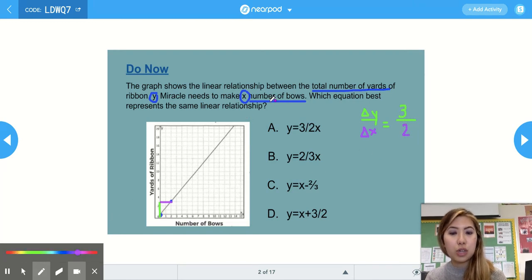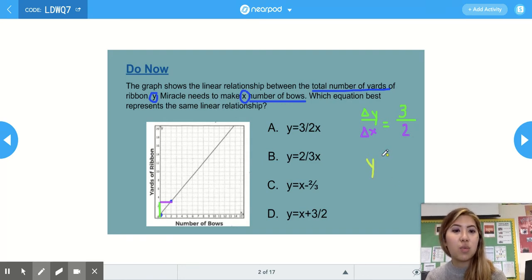And since this is a proportional relationship, since the line goes through the origin and it's a straight line, I know that it has to be written in the form of y is equal to k times x. In this case, our k is 3 over 2. So I'm looking for y is equal to 3 over 2x, which is answer choice A.